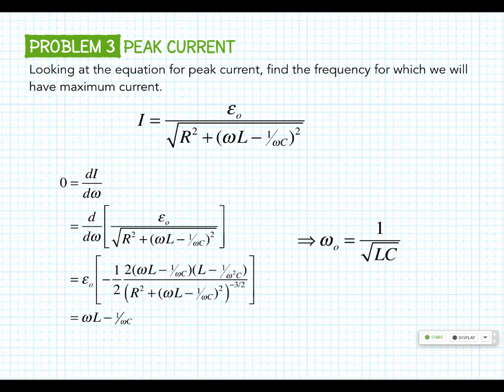Well, remember, we know if omega is small, what happens to the current? Small. If omega is big, what happens to the current? It's also small. So the only time you have a big current is when you get close to this, which is the resonant frequency, which depends on what?